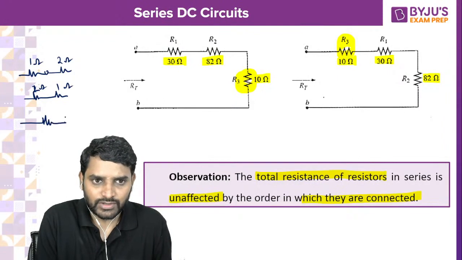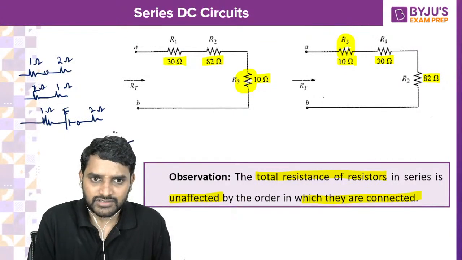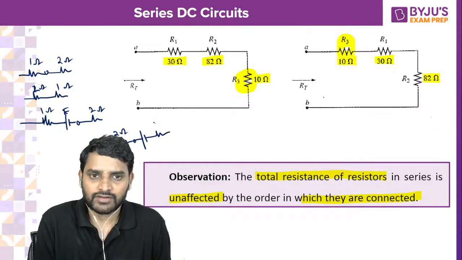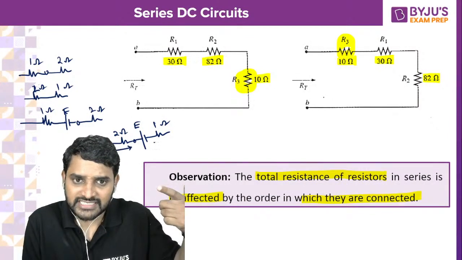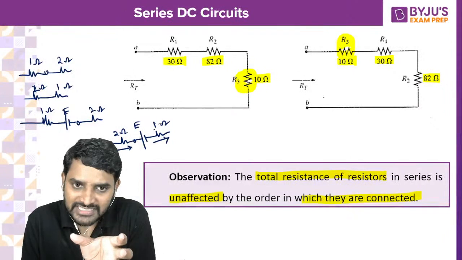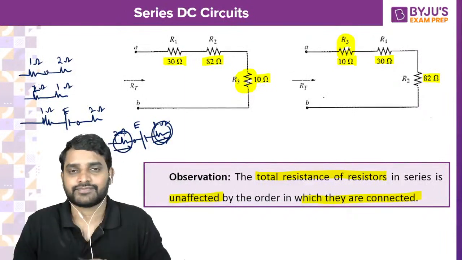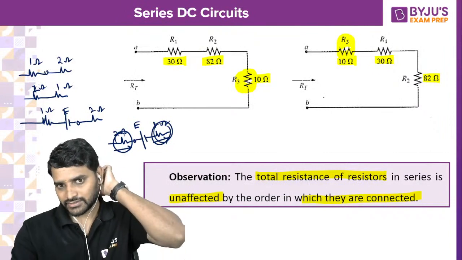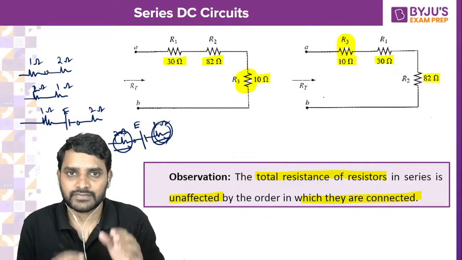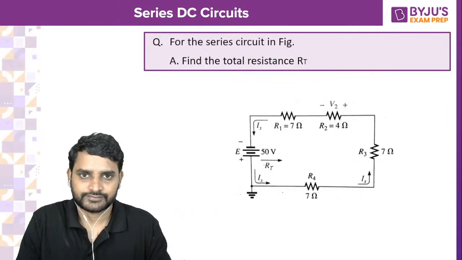Even if you have a voltage source like this, 2 ohm, 1 ohm and a voltage source, you can replace it as 2 ohms here and 1 ohm here. No issues at all because they are connected in series. The current flowing through this resistance and the current flowing through this resistance is the same. So whether you place a resistor here or interchange, the opposition offered to the current flow is the same. Okay, so keep a note of these conclusion and observation points so that they will be useful while solving the questions.